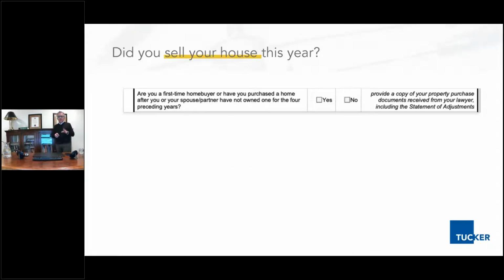All right, did you sell your house this year? If so, a couple of things, or did you buy a home? If you bought a home during the year, then there's the first-time home buyer tax credit, which if you've not owned before, you should qualify for. But then there's also selling your home, and we didn't used to have to worry about reporting our home sales on our tax return, but that changed a couple of years ago, and so that is required.